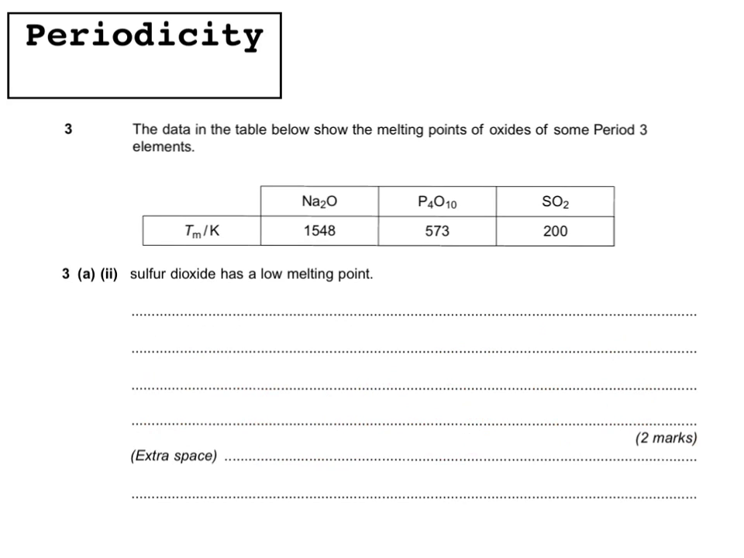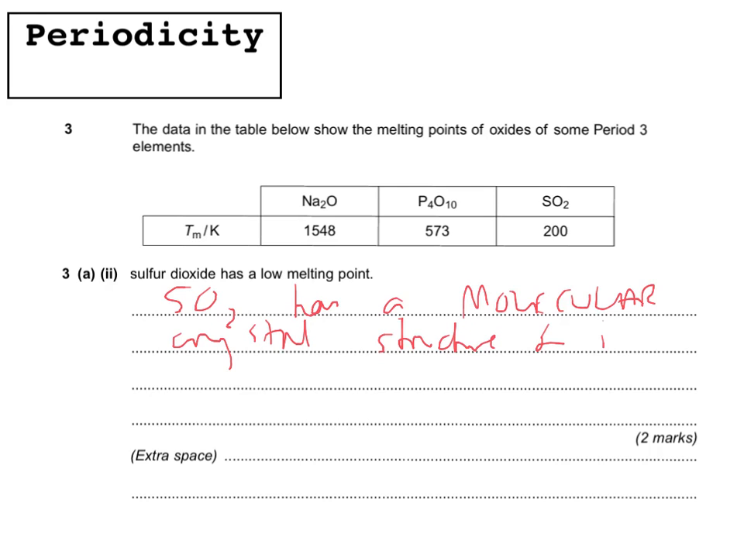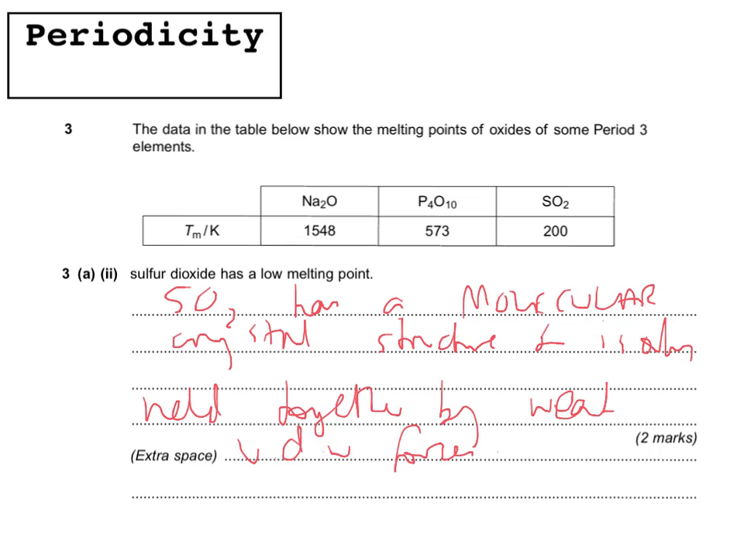Part of the same kind of big question, this time it says why sulfur dioxide has a low melting point. So this time SO2 has a molecular crystal structure, so is only held together by weak van der Waals forces. Again, a Chem 1 answer.